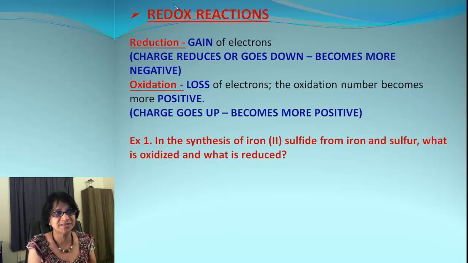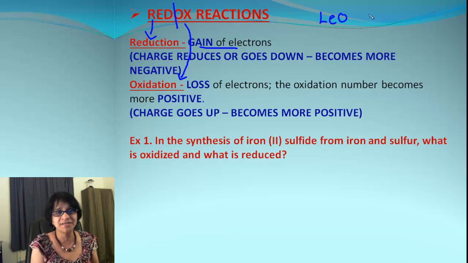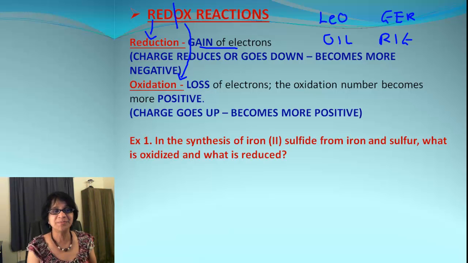A redox reaction has two words, red and ox. Red stands for reduction and ox stands for oxidation. And if you remember, reduction is gain of electrons and oxidation is loss of electrons. You can remember Leo the lion says grr, or you can remember OIL RIG. So oxidation is loss of electrons, reduction is gain of electrons. And then this is easy for us to remember each of the process.